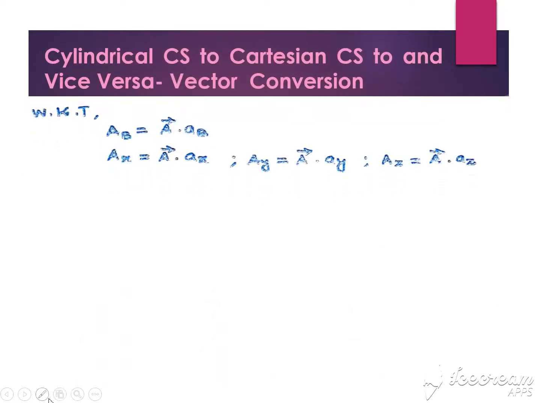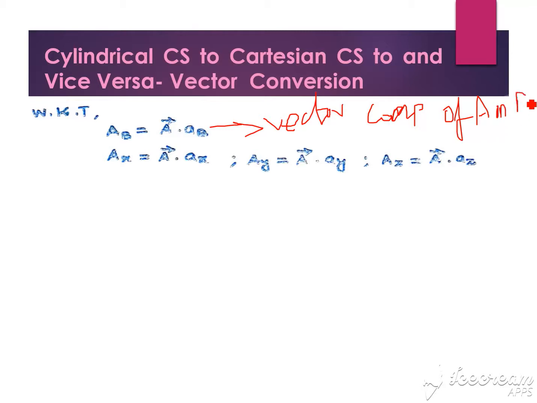First, we know that A_B is equal to A vector dot a_B. This is nothing but the vector component of A on B. For that, this is the formula: A_B is equal to A vector dot a_B.